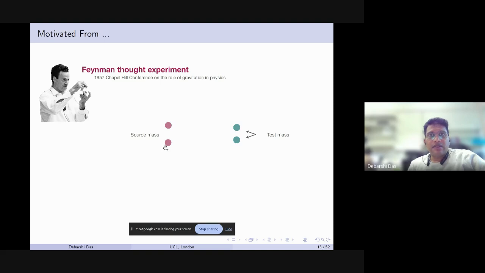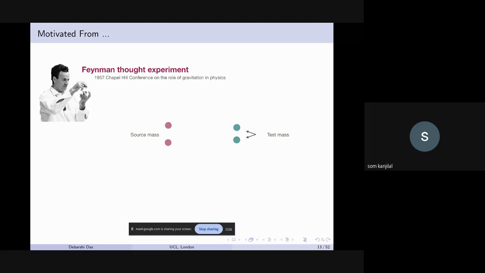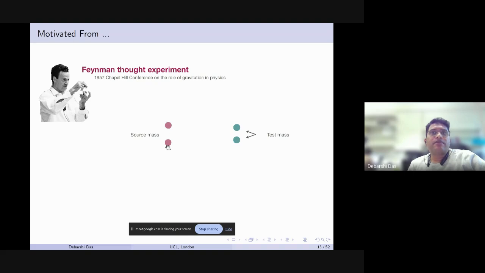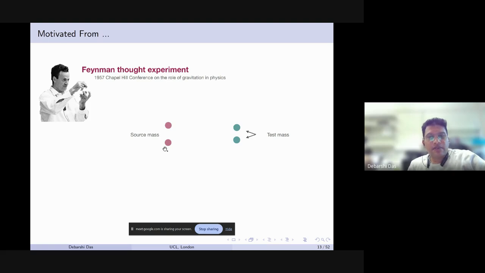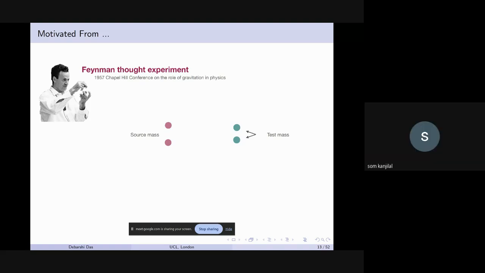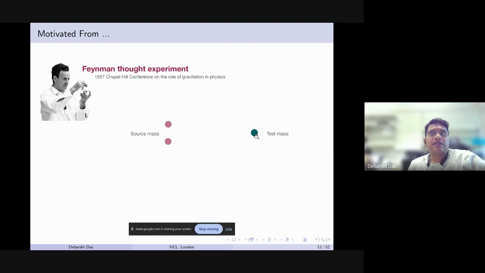Okay. Because here I have prepared the source mass in superposition, so it will obviously give an interference pattern, but it does not mean that gravity is quantum. Exactly. If, due to the effect of this spatial superposition of the source mass, one can get some interference pattern on the test mass, then you can say gravity is quantum. You are not creating any superposition of this test mass. It is only under the effect of gravity of the source mass that this superposition is created. If that happens, then gravity is quantum.